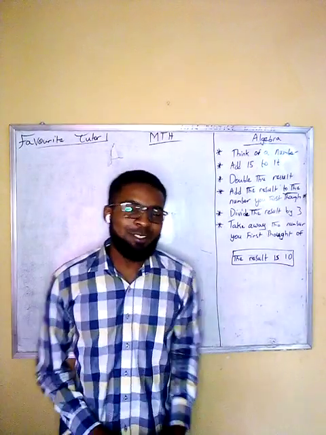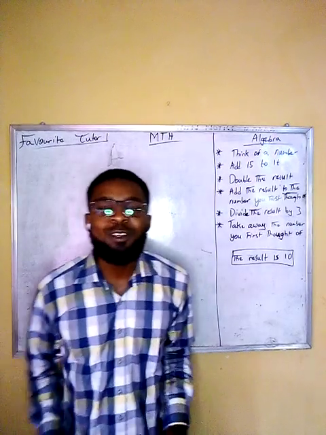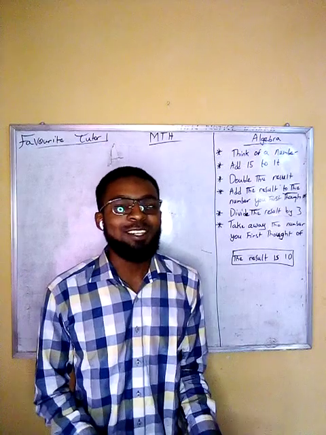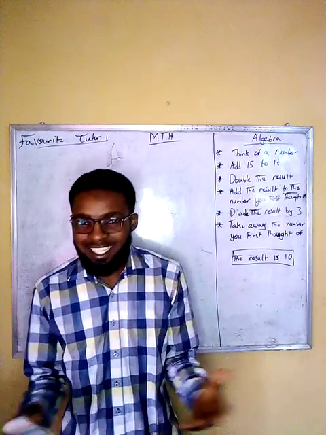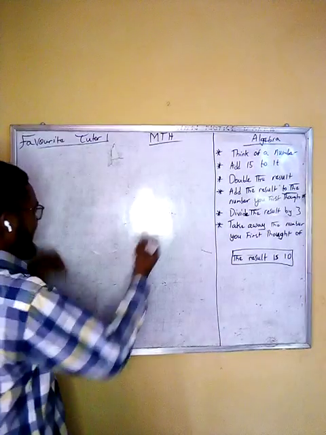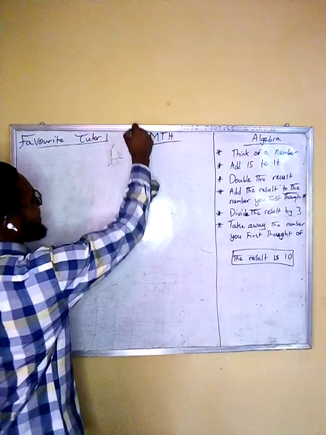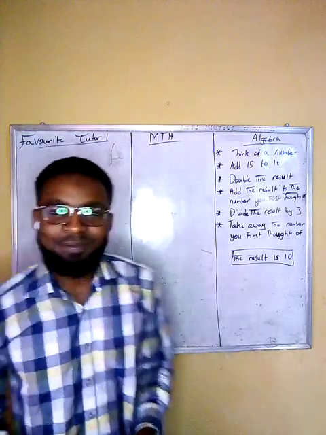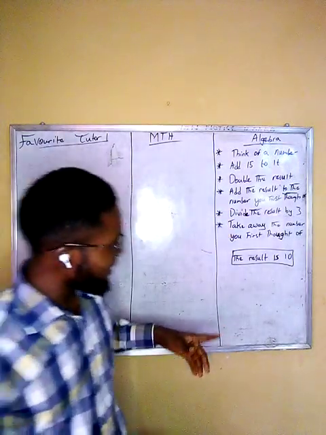Now, how did I do that? With the use of what? Algebra. The algebra concept. That is the use of letters, variables, or symbols, as the case may be. All right, let me show you how I did the magic. Okay. Just take this thing down.